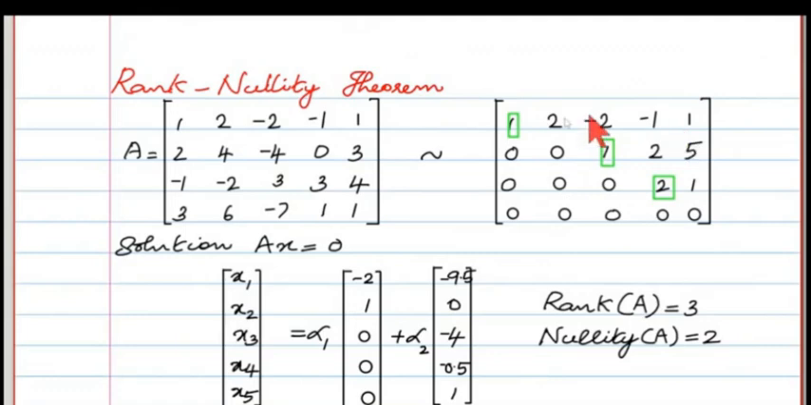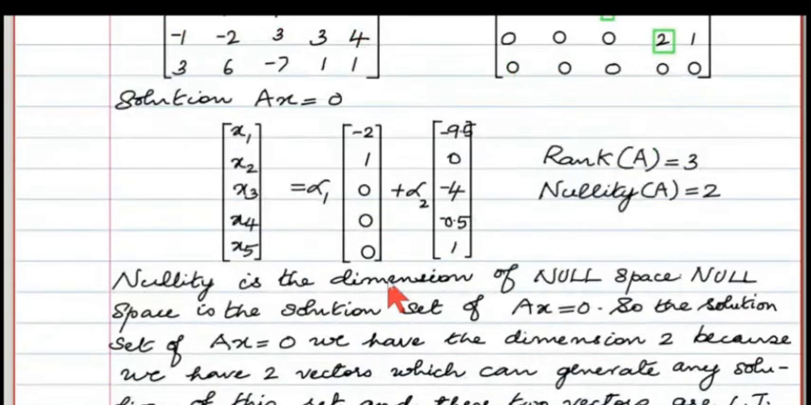Row reduced echelon form will be like this. So we will have three pivots. We are using the same example itself. So the solution to this system is alpha 1 times (-2, 1, 0, 0, 0) plus alpha 2 times (-9.5, 0, -4, -0.5, 1).